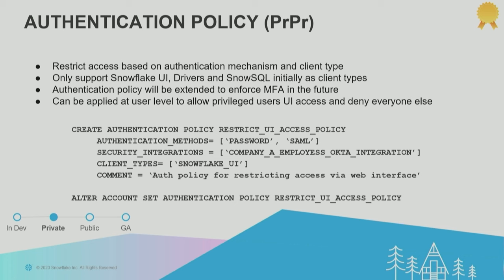And that has controls based on authentication methods and client types. So right now, the client types that we are going to support are the Snowflake UI, which covers both Snowsight and Classic Web UI. We have Snowflake drivers, which cover Go, JDBC, ODBC, and SnowSQL, which is the CLI. So you can basically have specific user-level authentication policies to restrict access on all of these combinations.